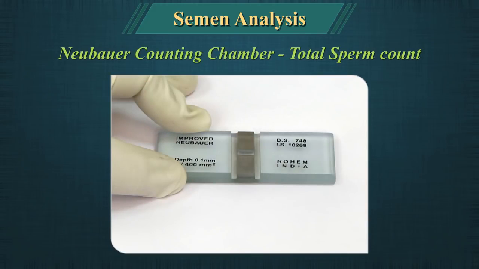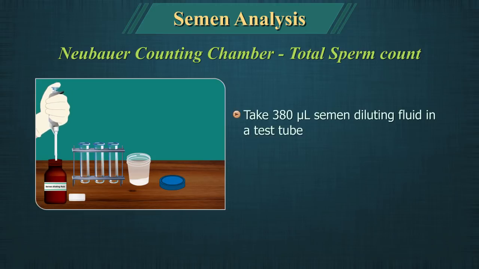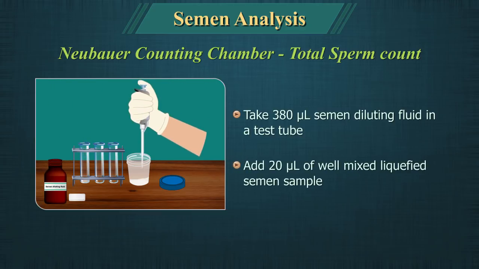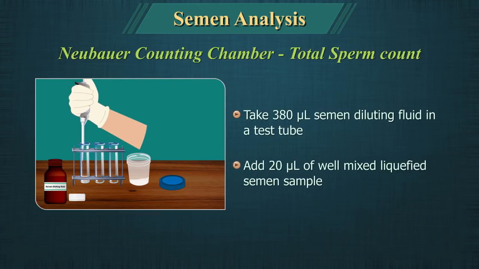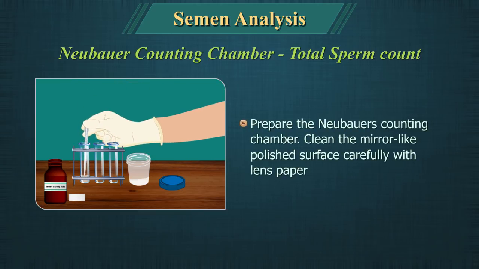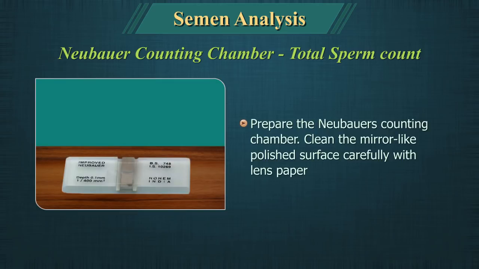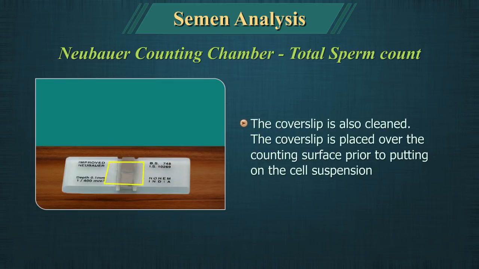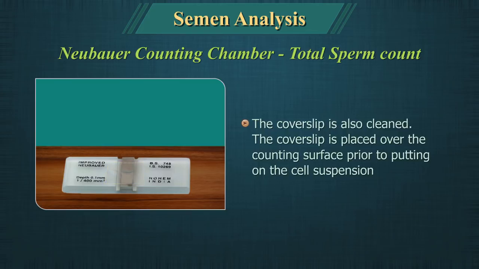Total sperm count using Neubauer's counting chamber. Take 380 microliters of semen diluting fluid in a test tube. Add 20 microliters of well-mixed liquefied semen sample to it. Prepare the Neubauer's counting chamber. Clean the surface carefully with lens paper. The cover slip should also be cleaned. The cover slip is placed over the counting surface prior to putting the cell suspension.